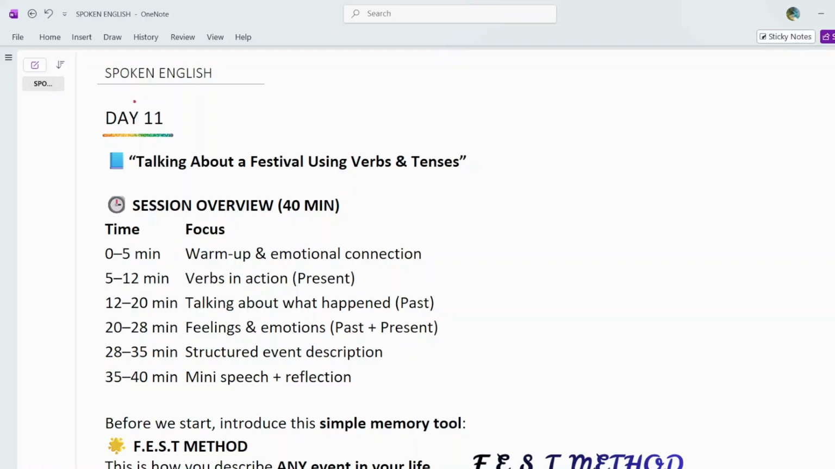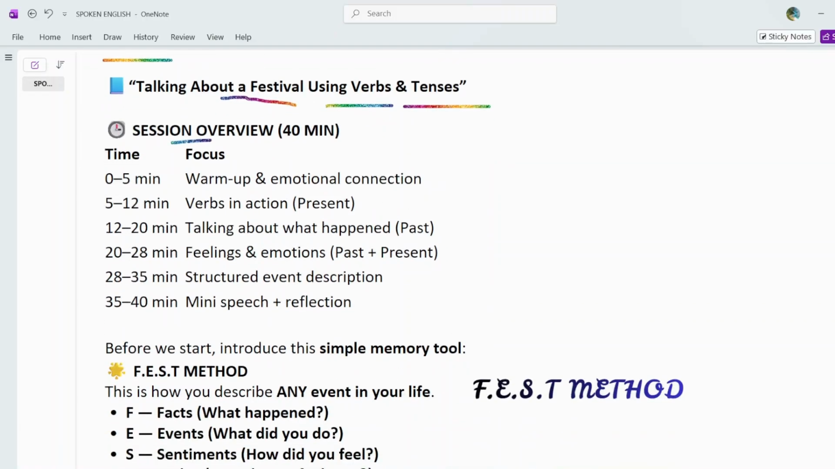And we are going to be talking about festivals using verbs and tenses. So before we begin, let me tell you something very important. This is not a grammar class. Today we are going to learn how to talk about a real moment in your life, like a festival. Great. Let's quickly take a look at a session overview.